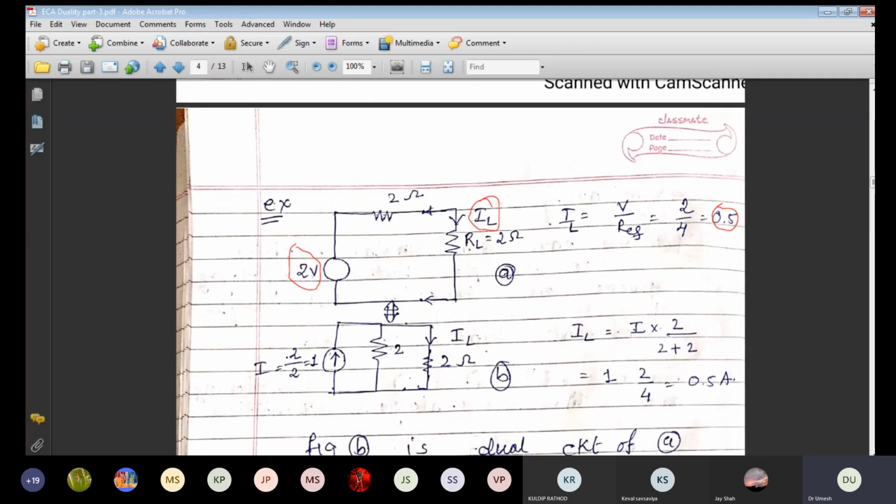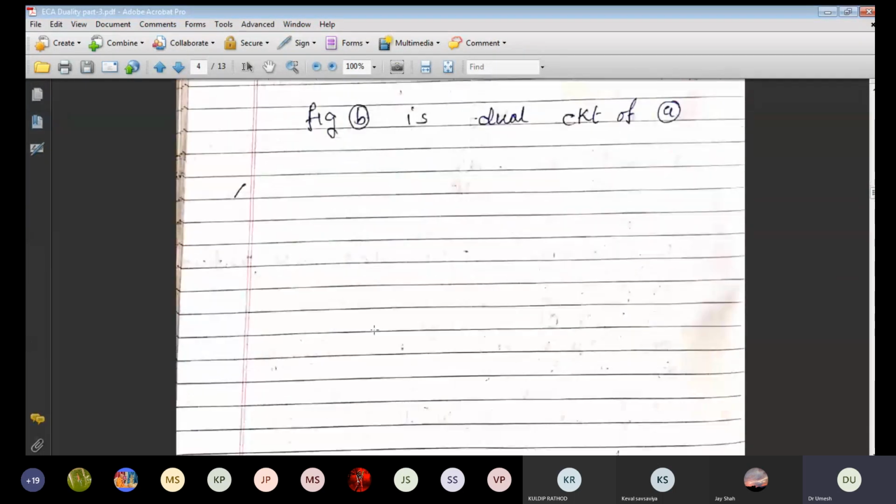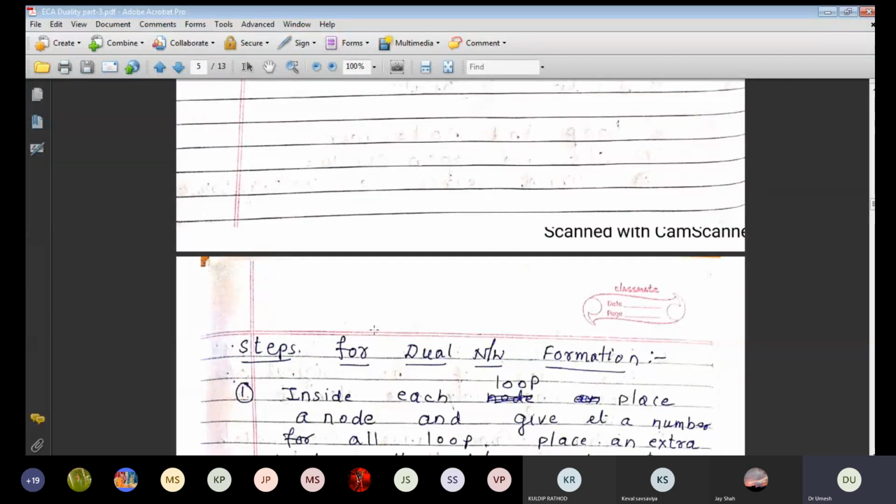If I have a circuit, replace the circuit of this, which equals, I suppose, 1, 2 by 2. I'm just putting this 2 as it is. So here is 1 ampere, here is 2 ampere, here is 2 ohm and 2 ohm. So what is the current in this branch again? 0.5. So this is 0.5, and this is also 0.5. That means the response remains the same if you make a dual network. So this circuit B is known as the dual of A. Now, how do we create a dual network?